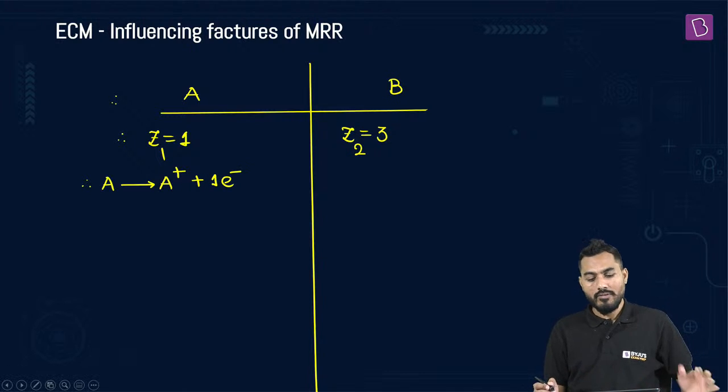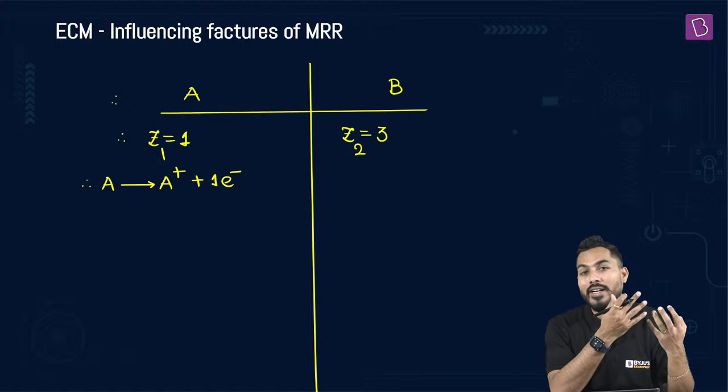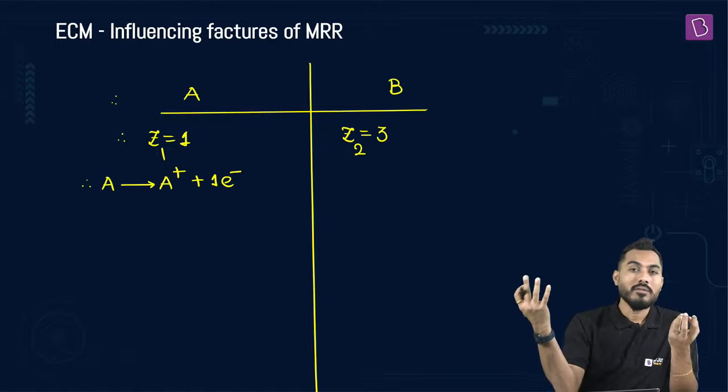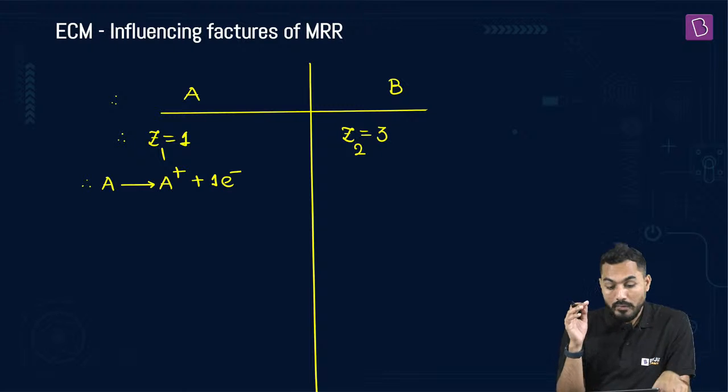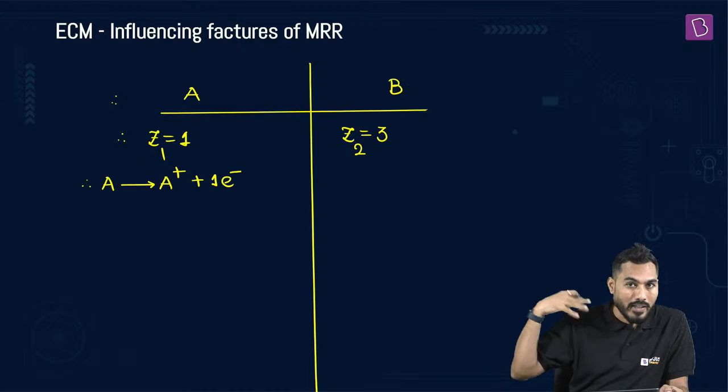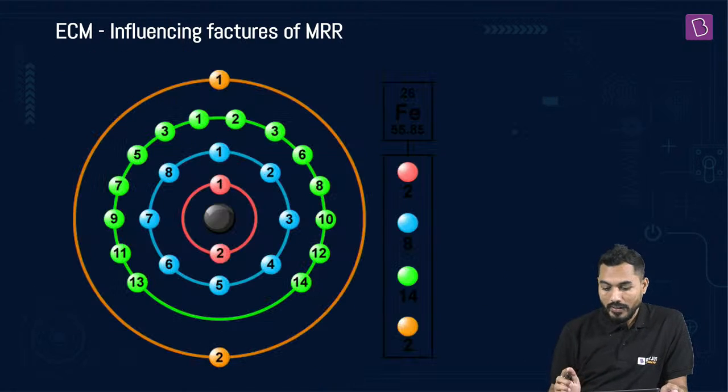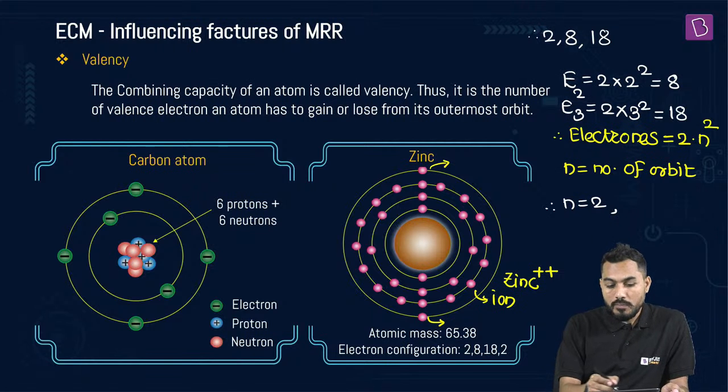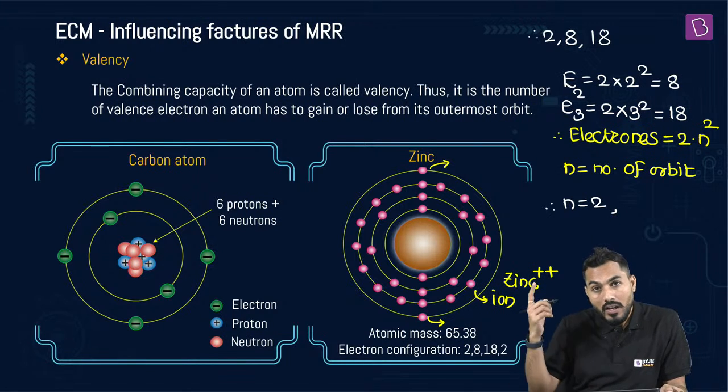Is it true? Yes. Valency is 1. That means how many electrons will be released or how many electrons can be accepted to be chemically stable. Right, fine. This is exactly the definition of valency: how many electrons are released.